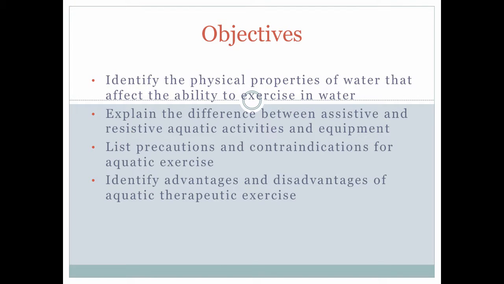Objectives. Identify the physical properties of water that affect the ability to exercise in water. Explain the difference between assistive and resistive aquatic activities and equipment. List precautions and contraindications for aquatic exercise. Identify advantages and disadvantages of aquatic therapeutic exercise.